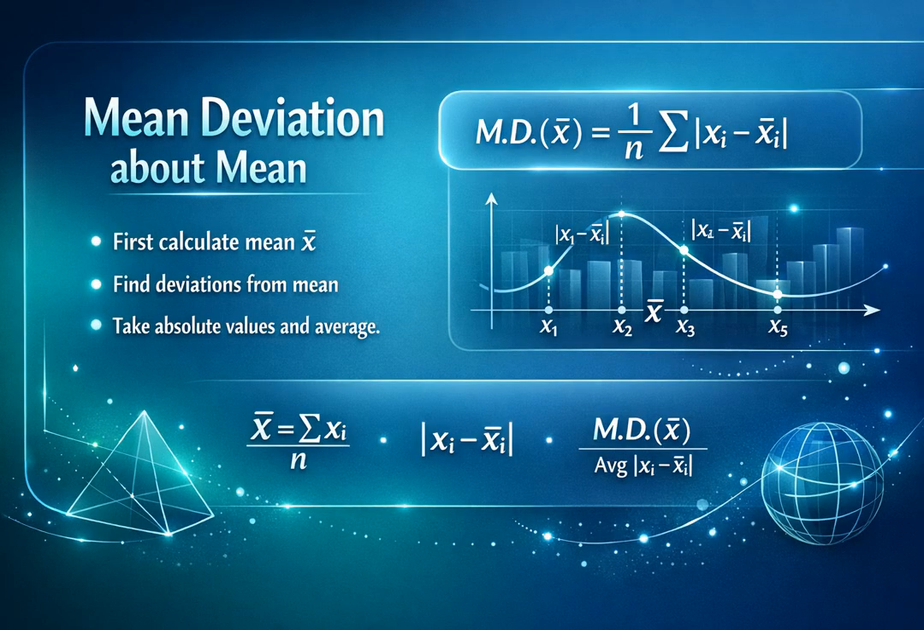Mean deviation about the mean is calculated as MD of x bar equals 1 over n times the sum of the absolute values of xi minus x bar. First, calculate the mean x bar. Then find each deviation from the mean. Take absolute values of all deviations. Finally, average these absolute deviations.